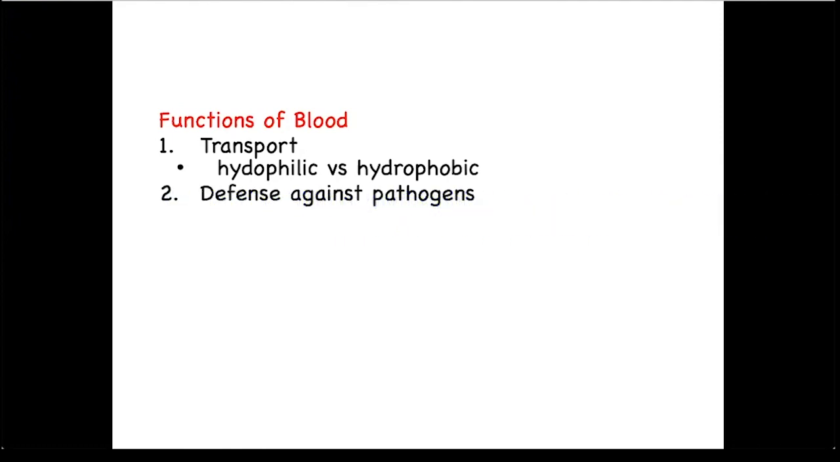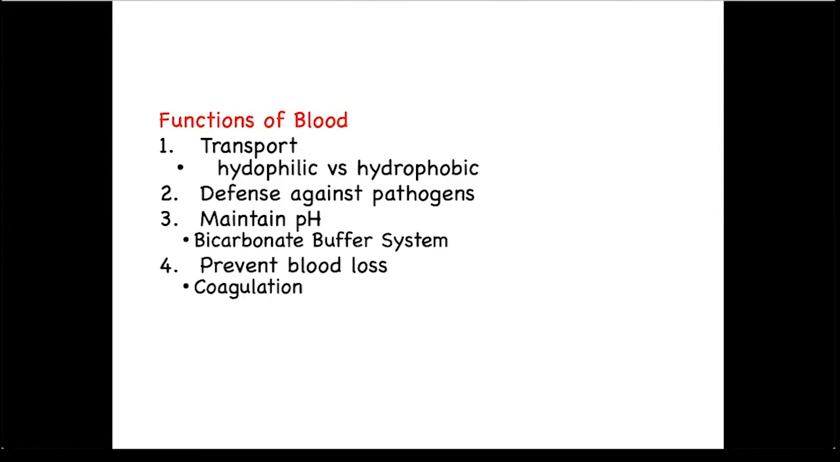The second function is defense against pathogens. This is going to involve your leukocytes or white blood cells, as well as antibodies in the blood. The third function will be to maintain pH. An important buffer system in your extracellular fluid is the bicarbonate buffer system. We will study this in greater detail. But this helps maintain blood pH.